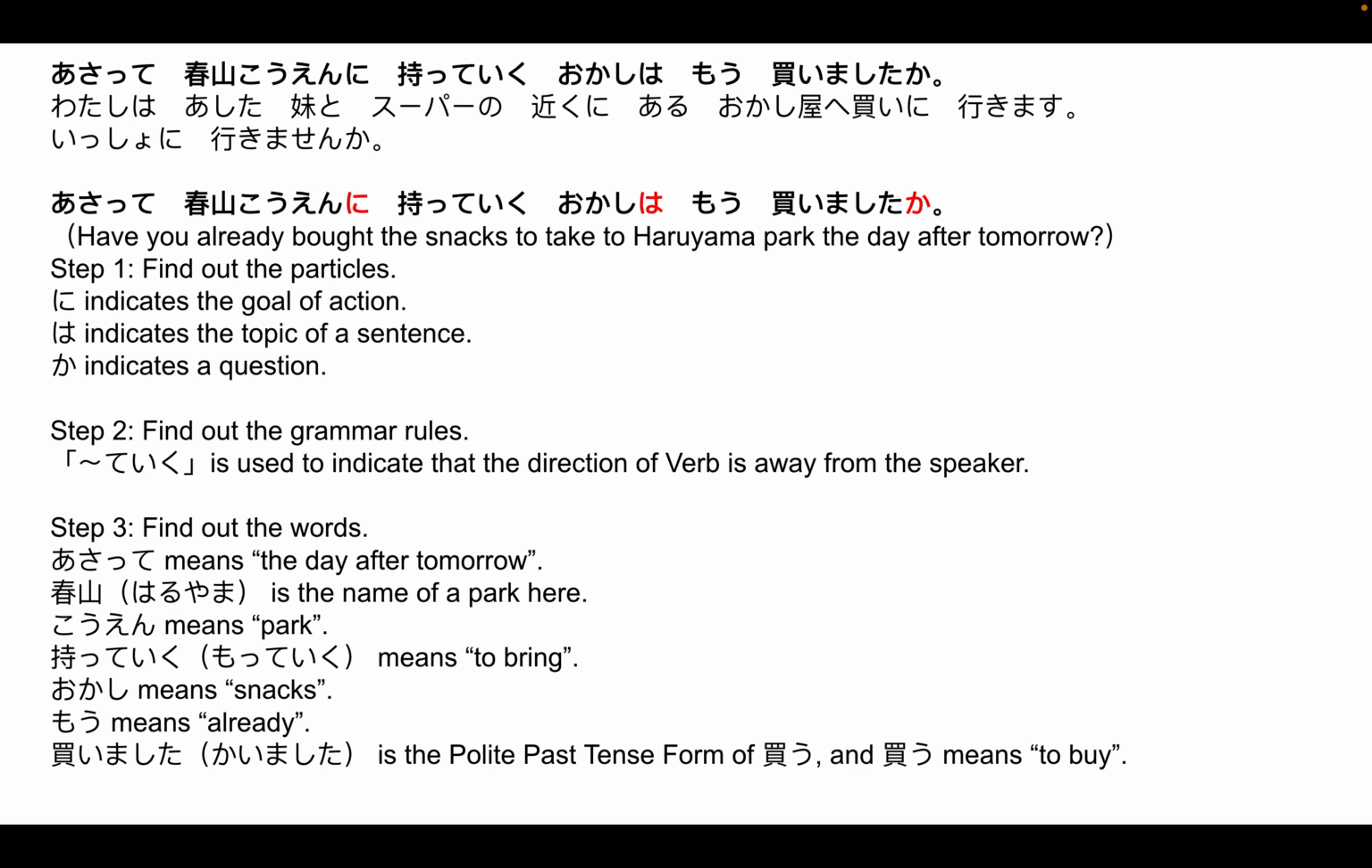Let's see step 3. Asatte means the day after tomorrow. Haruyama is the name of a park here. Koen means park. Motteiku means to bring. Okashi means snacks. Mo means already. Kaimashita is the polite past tense form of kau, and kau means to buy. So, あさって春山公園に持っていくお菓子はもう買いましたか means have you already bought the snacks to take to Haruyama Park the day after tomorrow?